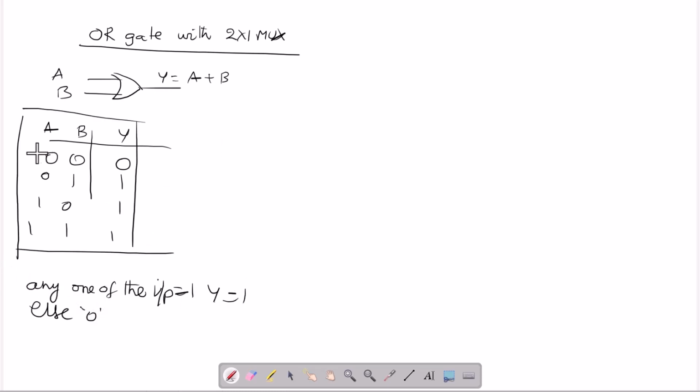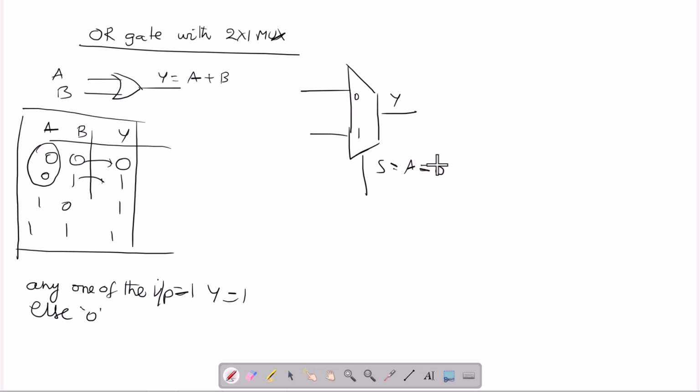So if A is equal to 0 here, this 0 will be transferred. The 2 to 1 MUX can be written here. So it is 0, 1, and Y is equal to the output, with the selection line. If S is equal to A is equal to 0, then B is transferred here. So it is B. In case S is equal to A is equal to 1, then irrespective of B the output is equal to 1. So directly you can put the 1 here. So 1 directly comes here irrespective of B.